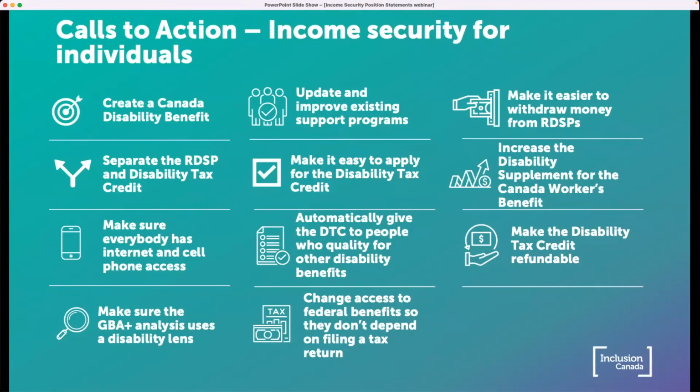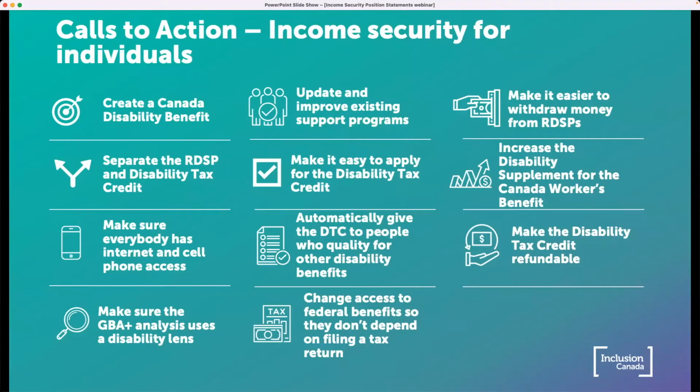Right now, you must be eligible for the disability tax credit in order to be able to open an RDSP. Again, we'd like to see that separated, and to explore alternative strategies for qualifying people to open an RDSP without having to go through the disability tax credit process. We'd like to see the disability supplement for the Canada Workers Benefit increased.